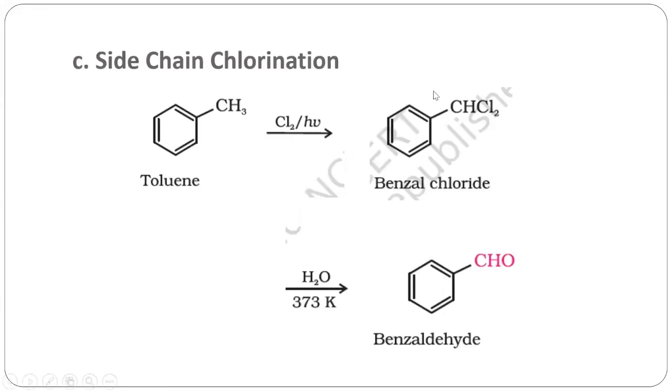Another method is by treating toluene with chlorine in the presence of UV light. We know that a substitution reaction will take place. The hydrogens will be replaced by chlorine. Either one hydrogen can be replaced or two or all three can be replaced. We use the compound where two hydrogens have been replaced with chlorines. This is called benzyl chloride. And benzyl chloride again on hydrolysis will give you benzaldehyde.